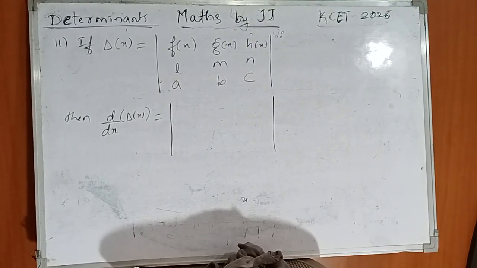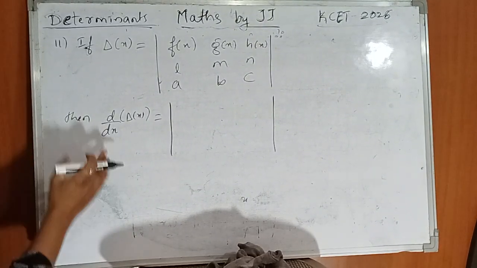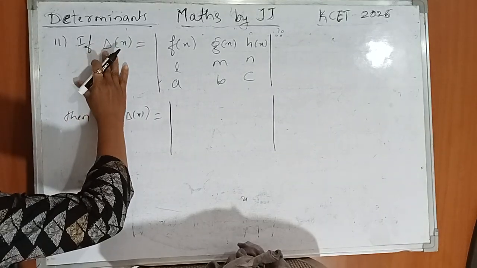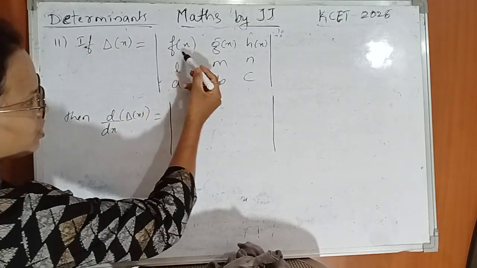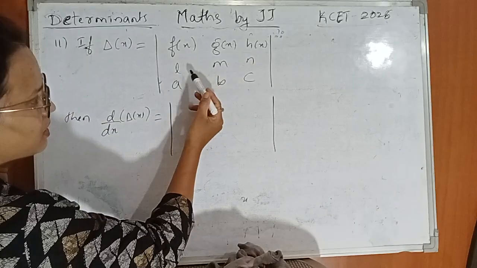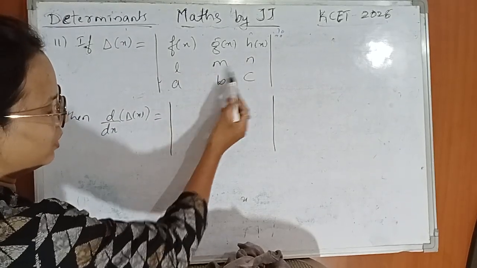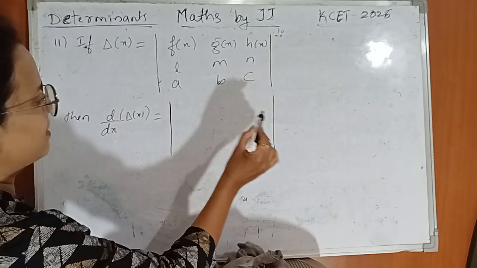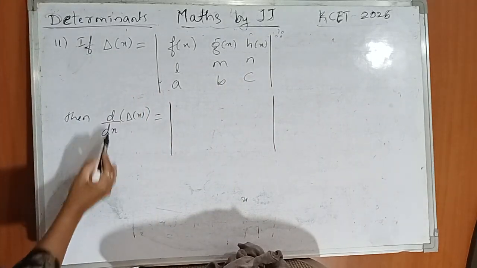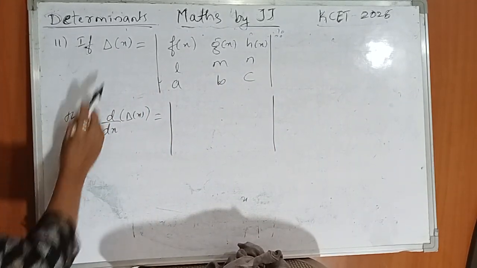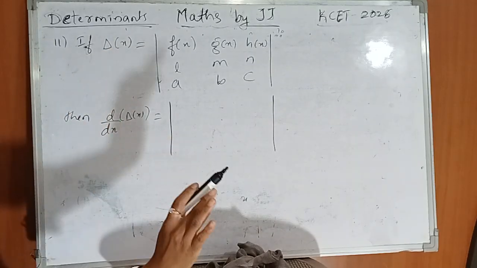Okay, now let us go with one more formula related to determinant. So delta x is given where the first row has all the functions, whereas in the second row and third row we have constants. In that case, if I want to calculate the derivative of this particular delta x, it's very simple, student.